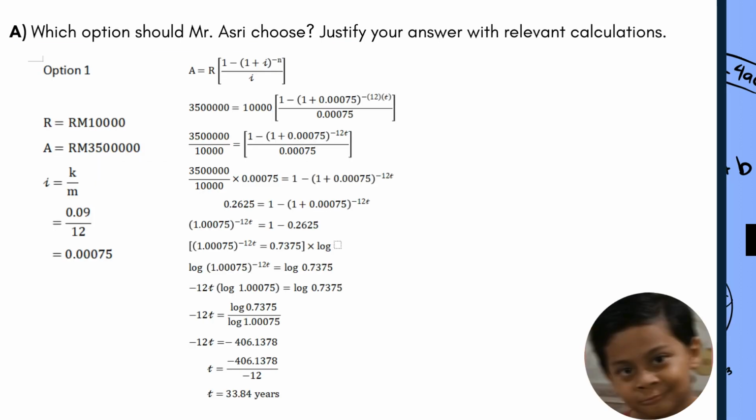For question A, we go for option 1 and we list out all the information about option 1. Using A equals R[1 minus (1 + i)^(-n)] divided by i, we calculate as usual until we get 1.00075^(-12T) equals 0.7375. We have to take the log because we want to find the value of T, so T is equal to 33.84 years.